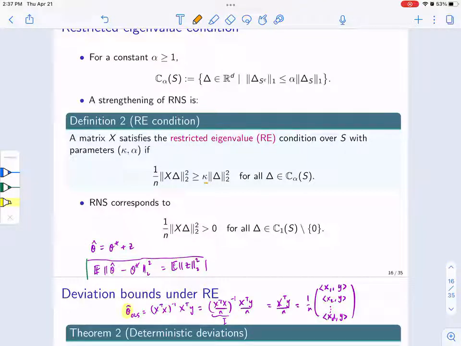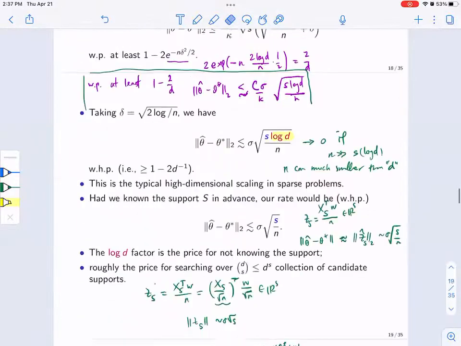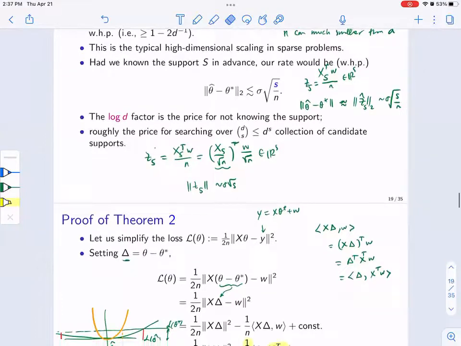I could move in the kernel, and this would be 0, but delta could be very big. The point is that we can't guarantee something like this in every direction. We impose this condition, and then the hope is that once I solve the L1 problem, the solution belongs to this. If the solution belongs to this, then I can use this inequality. That's the main piece of the proof. That makes sense, sort of.